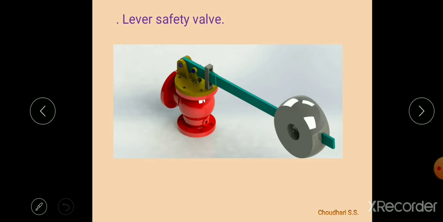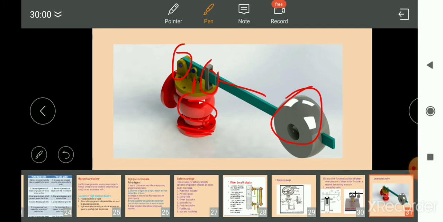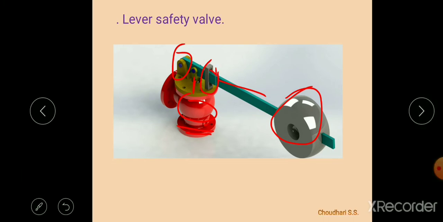In this, this is the lever. Here the weight is provided, and this is a fulcrum. This is a strut, and this is fitted on the valve. This is the valve body, and this flange is connected to the mounting block of the boiler, and this is a guiding lever guide, so that the valve moves only in upward and downward directions.